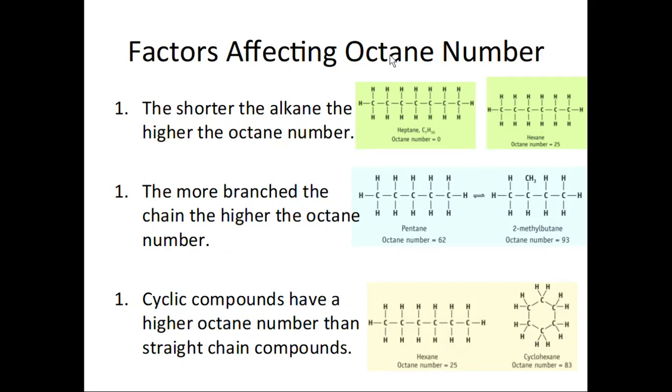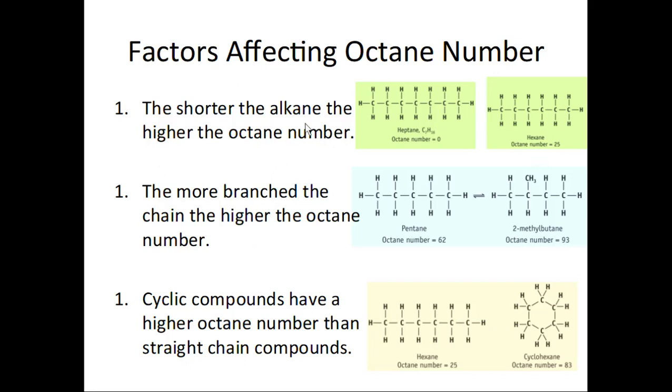Factors affecting octane number then. The shorter the alkane, the higher the octane number. So the shorter the length of the chain, the higher the octane number. Now, I do want to just stop there for a second and point out that this is very, very important. Octane number comes up a lot, and if they're asking you about it, they're going to ask you about these. Obviously, I'm just noticing here this should say 1, 2, and 3, so you can just ignore that. There are 3 things you need to know here.